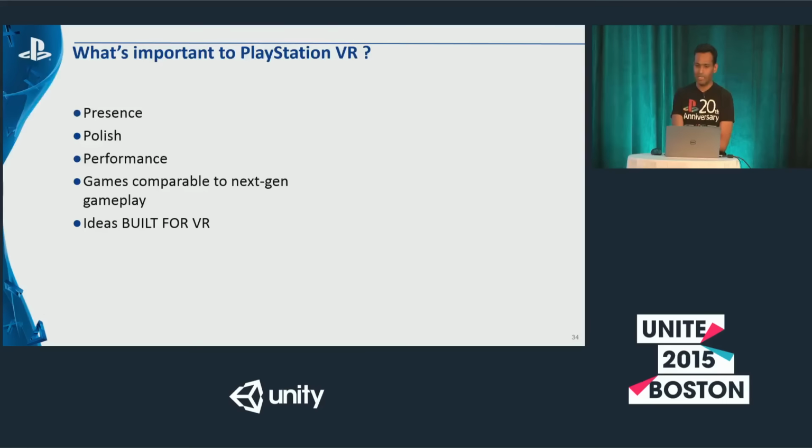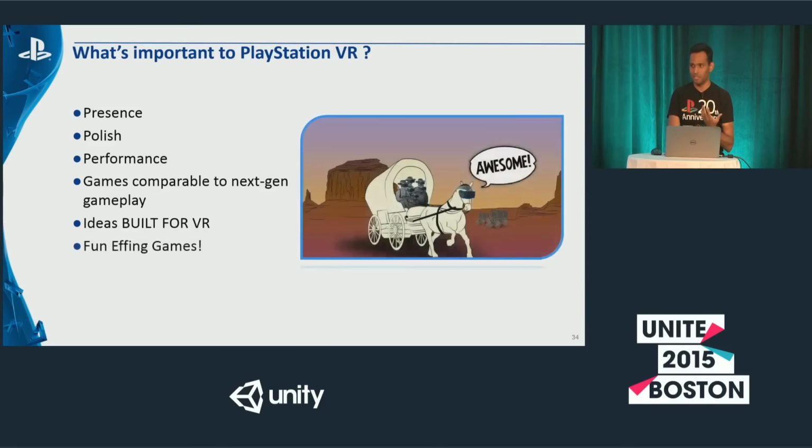On the performance side, I think I've made it very clear that 60 hertz reprojected to 120 is something we're looking for as a bare minimum, and 1080p with attention to detail. One more thing that is important to us is IPs built for the VR platform instead of straight up porting existing games. Because ultimately, what we want is an awesome experience for VR.